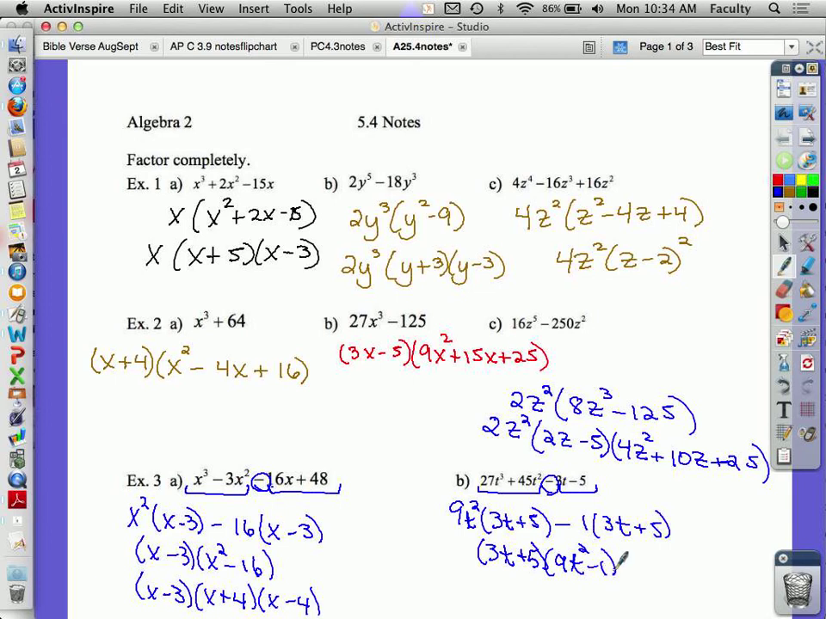Now notice 9t squared minus 1 is a difference of two perfect squares. So that'll give you a 3t plus 1, 3t minus 1. Okay, any questions on that one? Nope, okay.